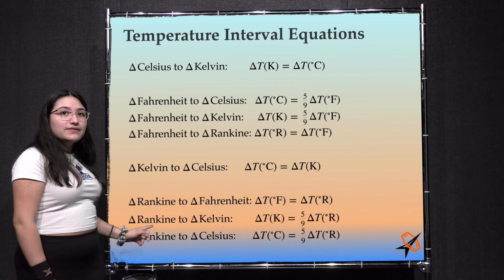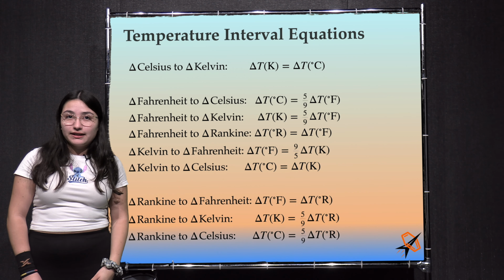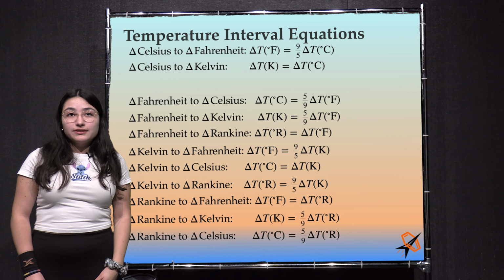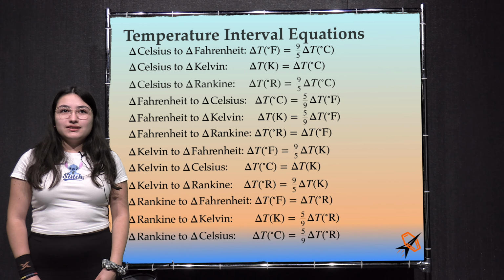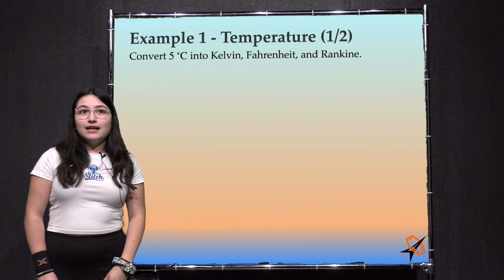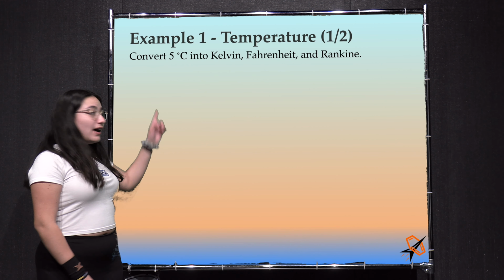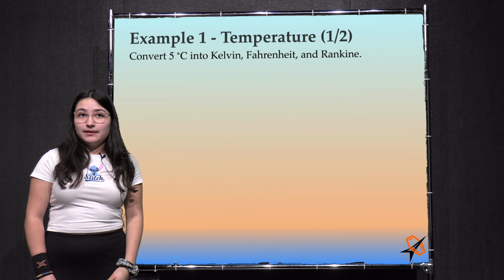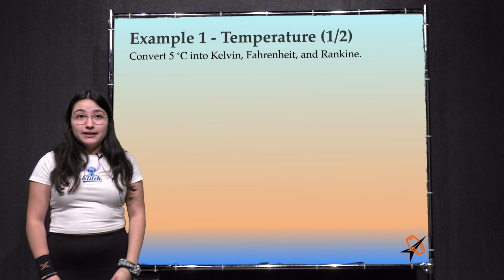Multiply by 9/5 in the case of Kelvin to degrees Fahrenheit, degrees Celsius to degrees Fahrenheit, Kelvin to degrees Rankine, and degrees Celsius to degrees Rankine. Now for some examples: what is 5 degrees Celsius in Kelvin, degrees Fahrenheit, and degrees Rankine? Pause the video and try to work it out yourself.